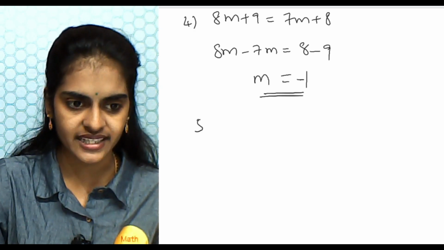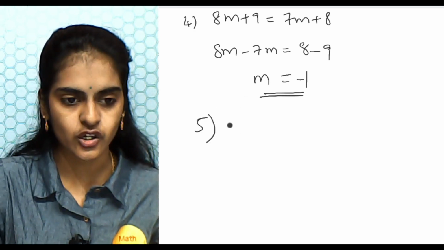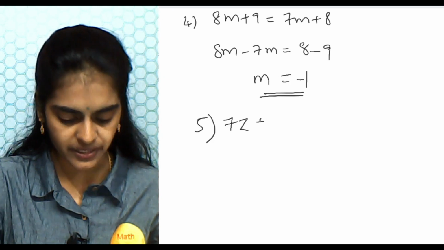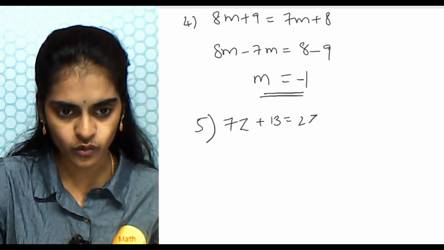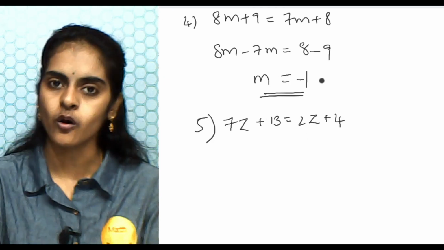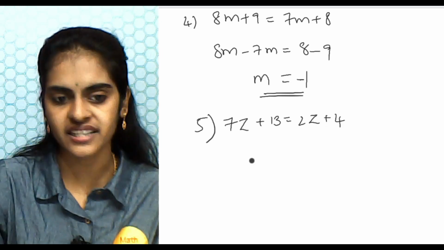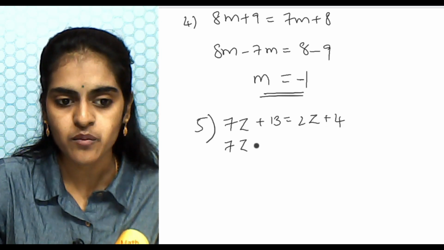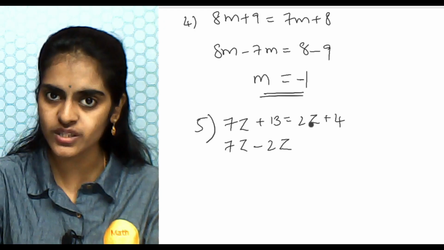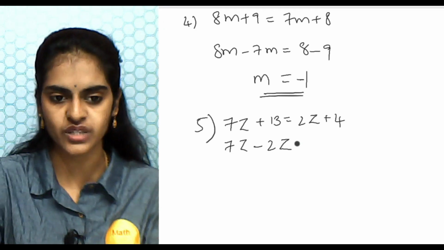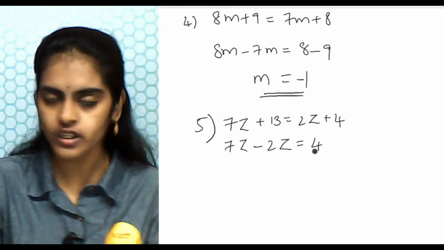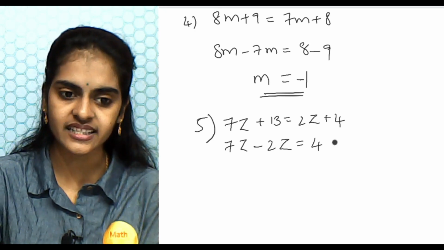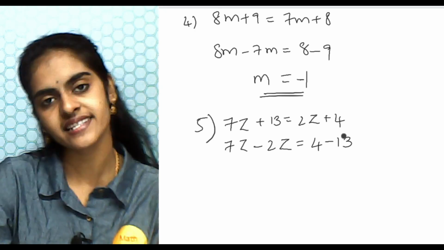Right? So let us write the fifth one. You have 7z plus 13 is equal to 2z plus 4. Let me take this z term to the other side. So you have 7z minus 2z. This is plus 2z, going into the other side it is minus 2z, is equal to, you have 4 here, write 4. This plus 13 coming to the other side becomes minus 13.